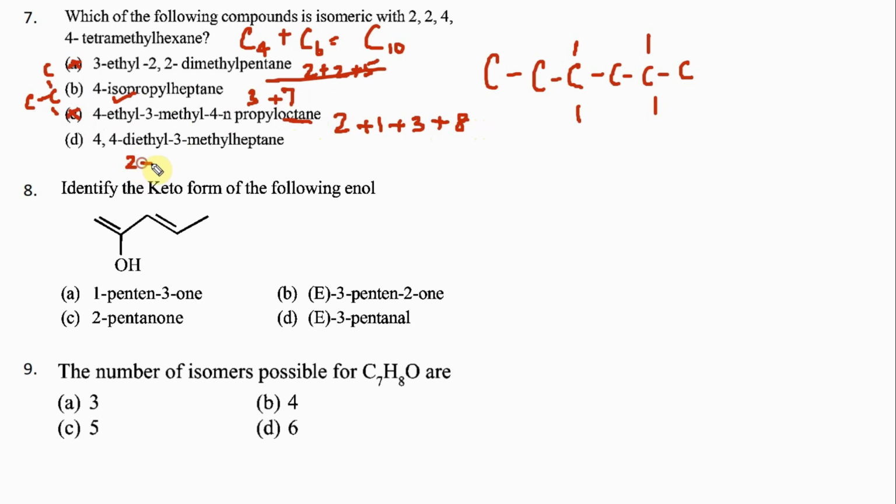Diethyl, so 2 plus 2 plus methyl plus hept. So 7, 8, 9, 10, 12. So no, this is your option. Now watch how to get the answer faster.